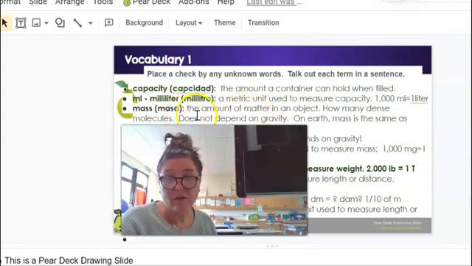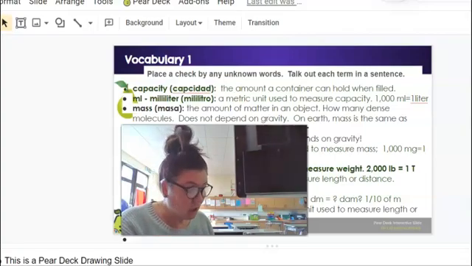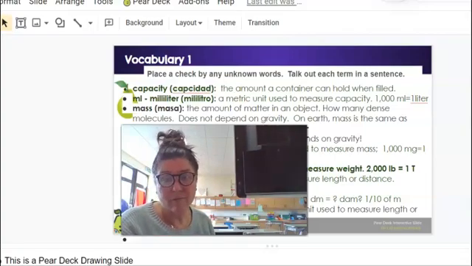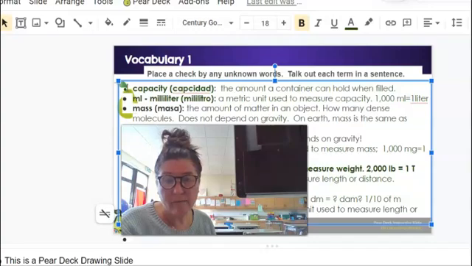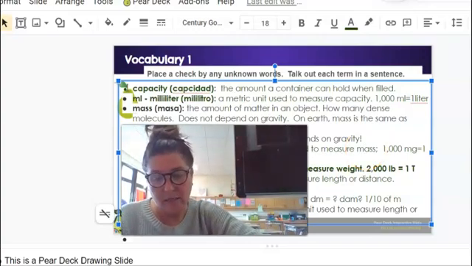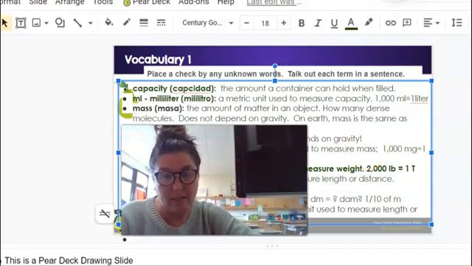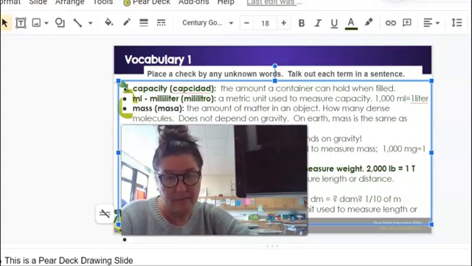Mass is the amount of matter in an object. How dense are the molecules? It doesn't depend on gravity, but on Earth it's the same as your weight. Weight is how heavy it is, and it depends on gravity. I'm much lighter on Mars than I would be here on Earth, and I'm really, really heavy on Jupiter. Milligram: again, there's that milli, 1,000ths of a gram. So you need 1,000 of them to make a gram. A milligram is 1/1,000th of a gram.